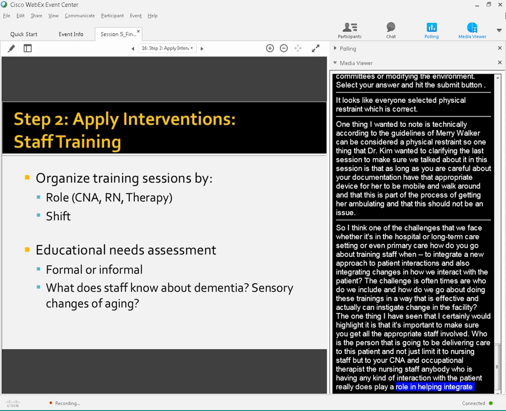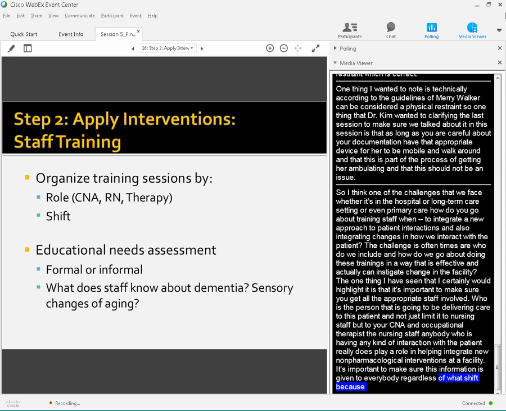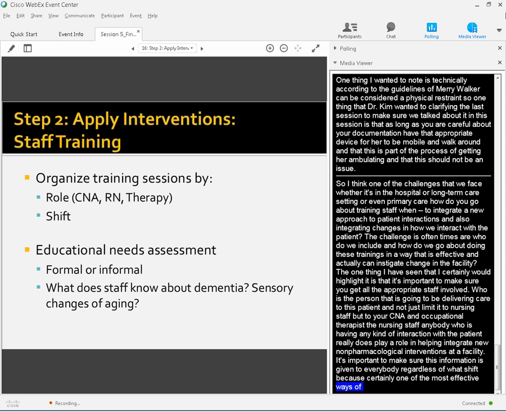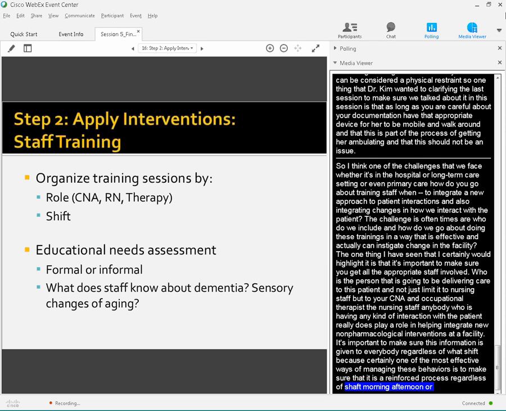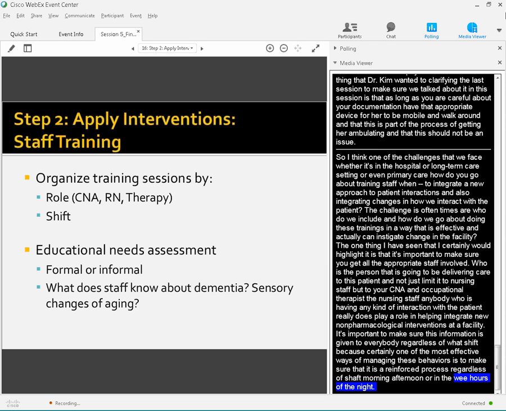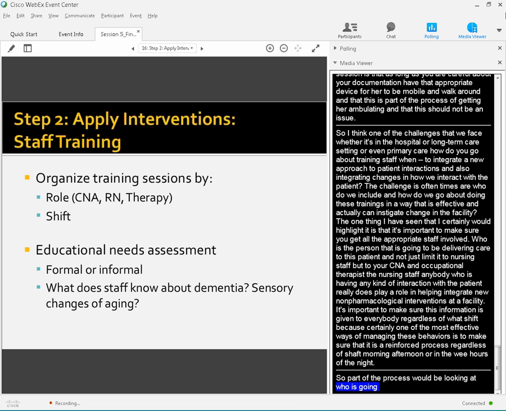It's also really important to make sure that this is information that's given to everybody regardless of what shift. Because certainly one of the most effective ways of managing these behaviors is to make sure that it's a reinforced process, regardless of shift, morning, afternoon, or in the wee hours of the night. And so part of the process would be looking at who's going to be involved, making sure it's tracking each shift, and then doing an educational needs assessment.